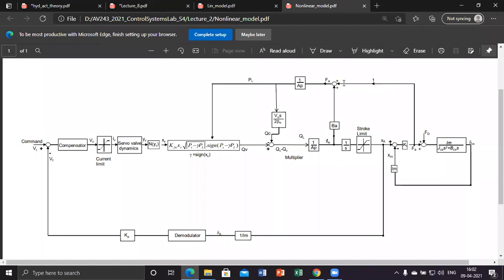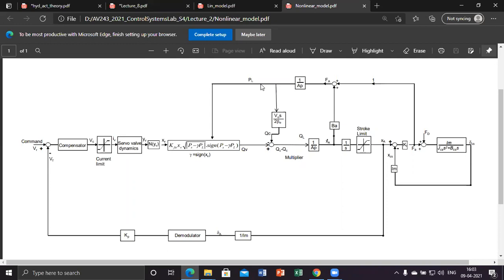That small a you add with the internal losses BA to get F capital A. In the functional diagram I have given F capital A. There I didn't consider the internal loss. So if you consider internal loss along with the BA effect, you can add the friction force also here. That is FR signum function of X naught, which you can add here to get the total FA. Then FA by AP is the PL.